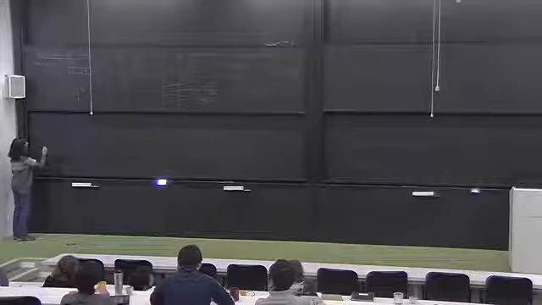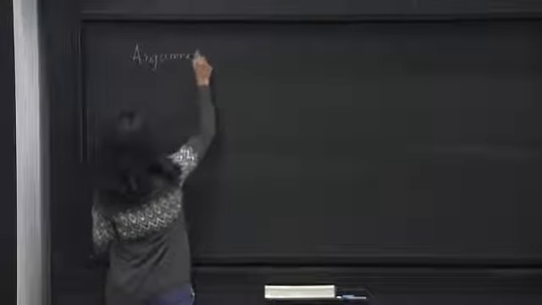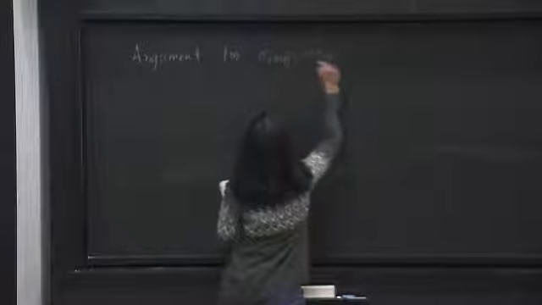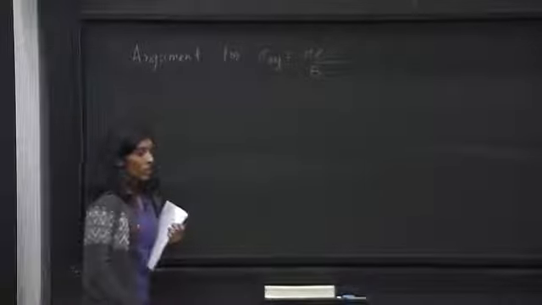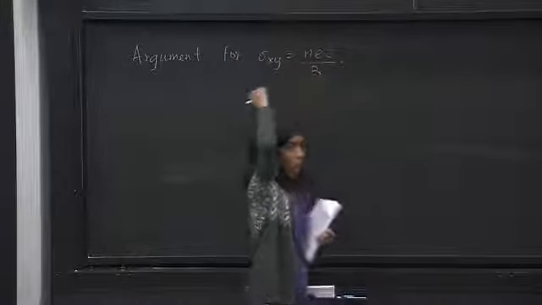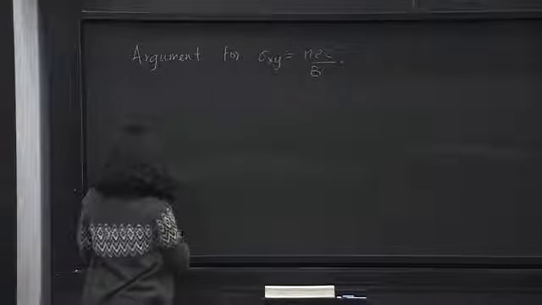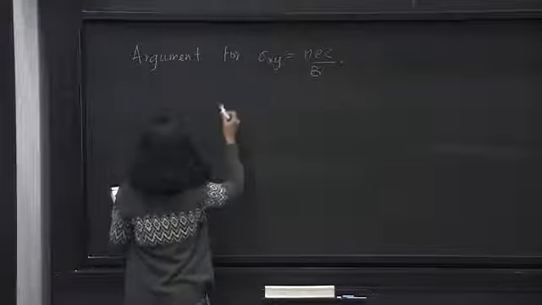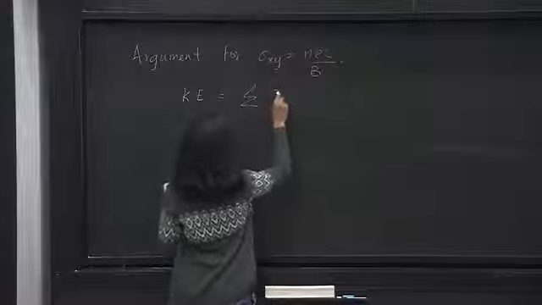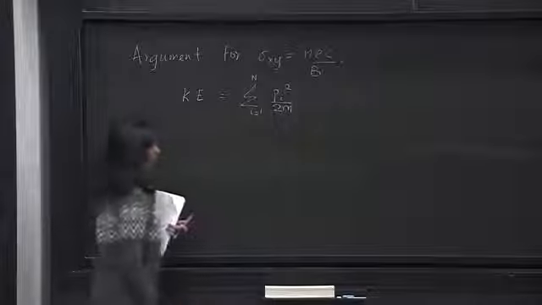Okay, so argument for sigma xy equals n e c over B. So I'm now going to give you an argument kind of independent of all this microscopic way of thinking about things, just relying on Galilean invariance. That's going to give you this formula. Okay, so we imagine that we started with particles whose kinetic energy is given by p squared over 2m.